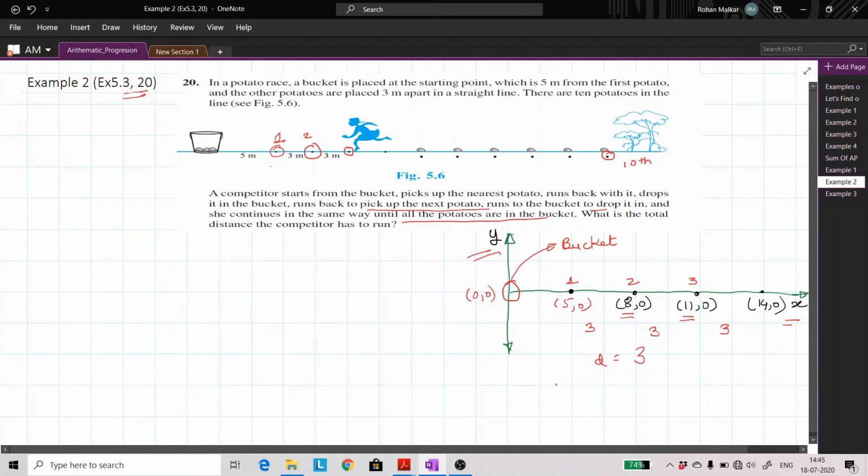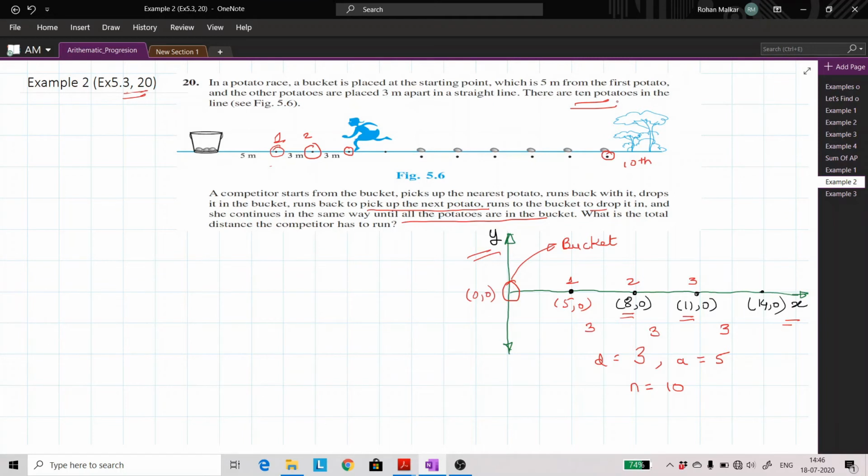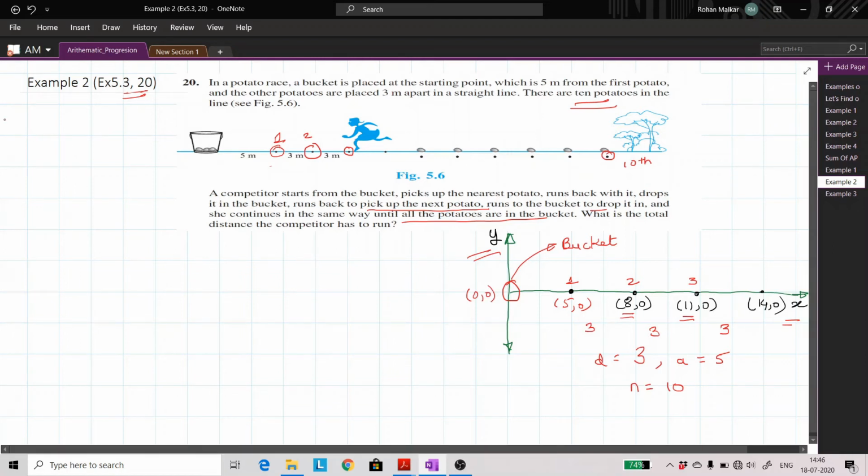So we have a common difference of 3, and the first potato is at a distance of 5 meters. So my a will turn out to be 5, d will be 3, and how many potatoes are there in total? 10 potatoes. So my value of n will be equal to 10. They have given that there are 10 potatoes, and they're asking you to find the distance. So let's try to understand what is the distance that this competitor has to travel for the first potato. Let's try and understand the first potato.